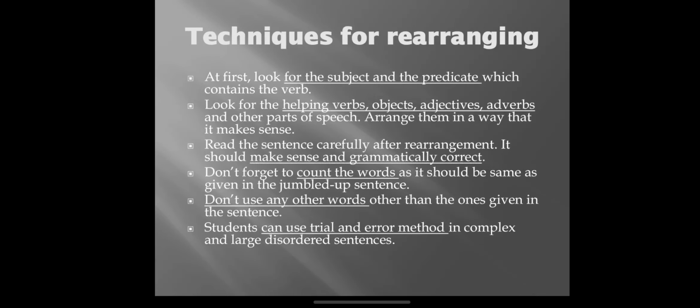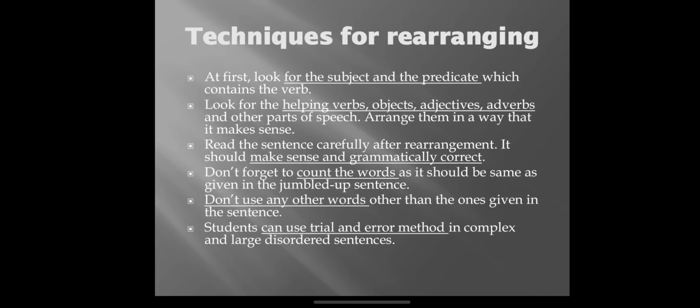There is a certain set of techniques that we need to follow while rearranging the phrases. First of all, we need to look for the subject and predicate, which contain the verb. Next, we need to look into the helping verbs, objects, adjectives, adverbs and other parts of speech. We need to arrange them in a way that makes sense. Read the sentence carefully after rearrangement, and make sure that it gives a proper sense and is grammatically correct.